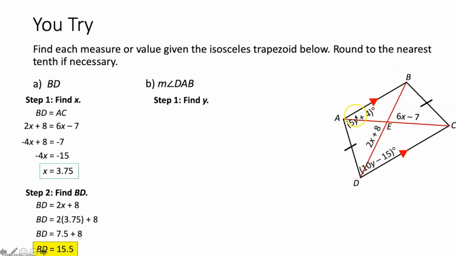So how do I find y? Well, I need to set up an equation to solve for y. So where's another y in this problem? That would be in this angle down here. And you see that the y's are in the angles, so I need to set up an equation with the angles. Now we said in an isosceles trapezoid, the base angles must be congruent to each other.